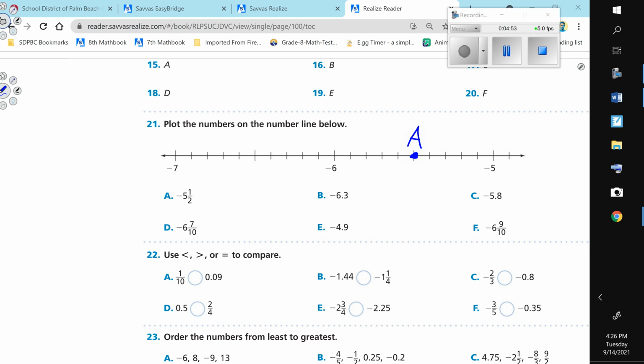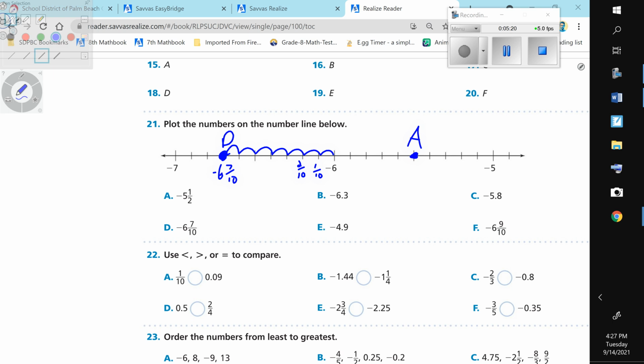D is going to go 1, 2, 3, 4. Actually, it's going to be easier for me to go 1, 2, 3, 4, 5, 6, 7, 8, 9. So these are into tenths. This is negative 6 and 1/10, 2/10, and so on. So negative 6 and 1, 2, 3, 4, 5, 6, 7. That's negative 6 and 7/10. So right here, I'm going to put D.